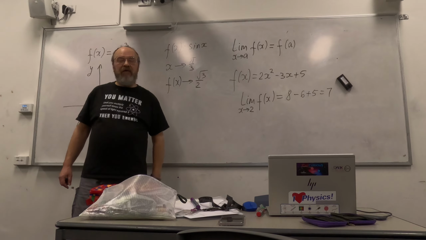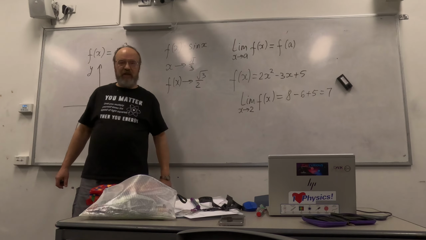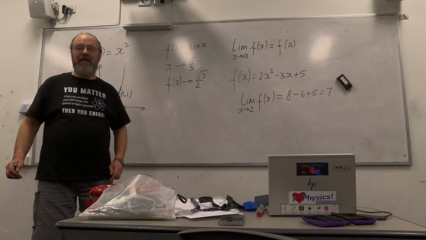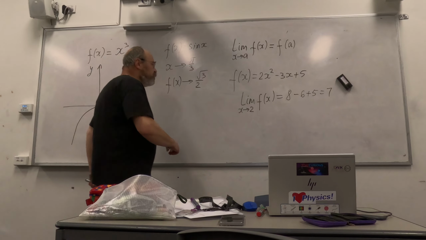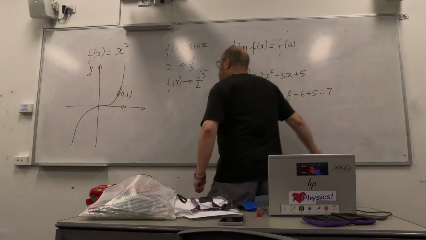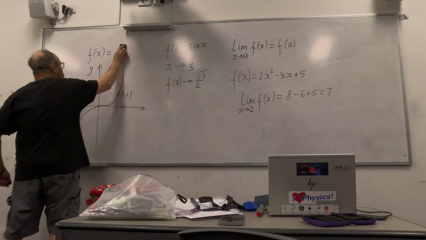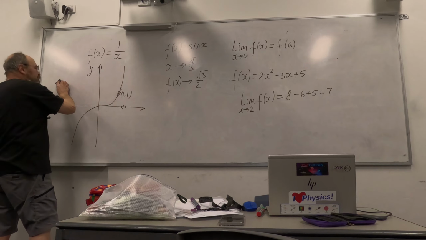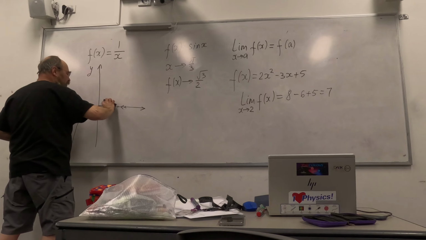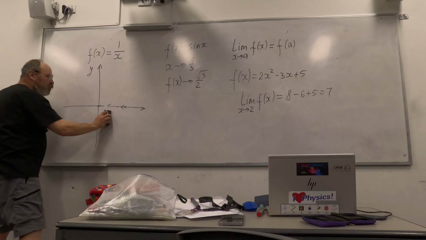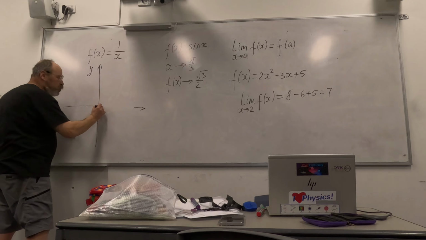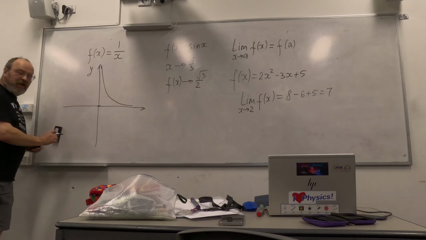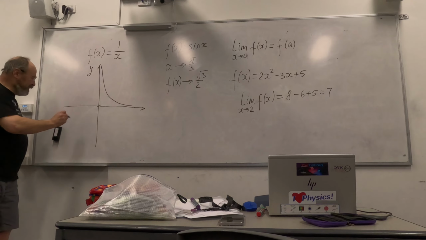What if the function does not exist at that point? So let's consider the function f of x equals 1 on x. It's a rectangular hyperbola. You all should remember this graph very well.